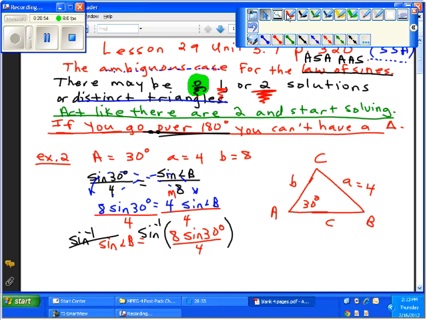I got an error because I punched it in my calculator wrong. I hit the parenthesis button and I actually didn't hit it hard enough. Divide 4, close, bear with me here, 90 degrees. And so we get that angle B is 90 degrees.